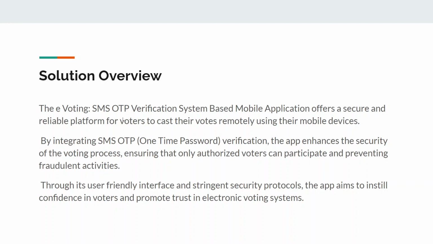Here we can see the e-voting SMS verification. We have implemented the SMS OTP verification based mobile application, so that once the person is going to vote, he gets the SMS and just verifies it from the mobile phone. By using this OTP system, we can enhance the voting process and ensure that only authorized voters can participate. If anyone has authorization for the voting, then only they can vote here. So these are the solutions we are going to provide in this application.